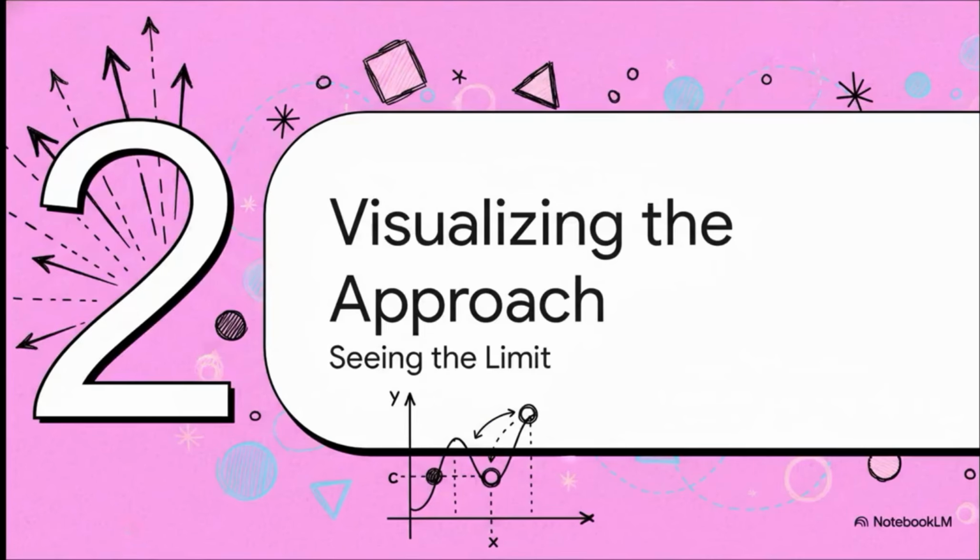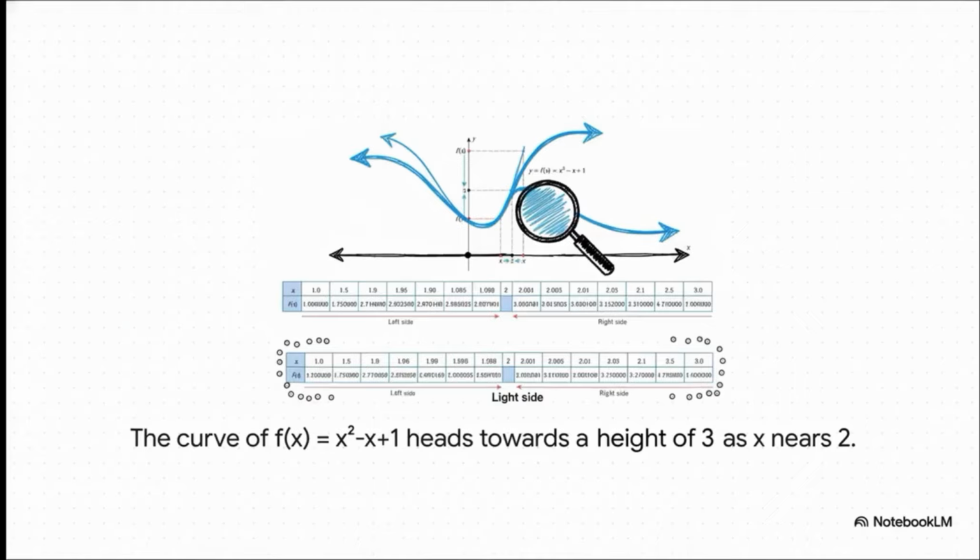So that's the theory, but seeing is believing, right? Let's make this whole abstract idea way more concrete by looking at a real example of a function on a graph. Okay, check this out. This visualizes that journey perfectly. Just follow that blue curve with me. As our x value, that's our horizontal position, gets closer and closer to 2 from both sides, notice where the function is heading vertically. It's just homing right in on a y value of exactly 3.